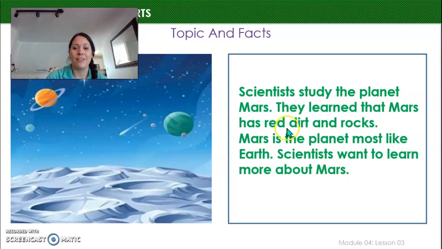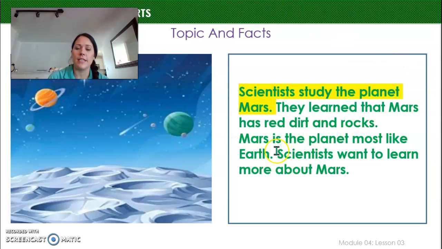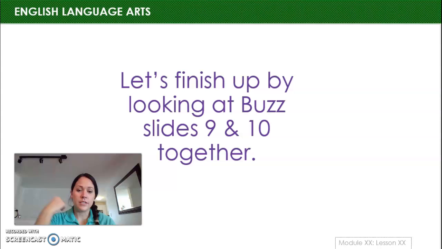I hope that you noticed it was our first sentence. So our first sentence here, scientists study the planet Mars, is what the rest of our paragraph is about. Because after we give our topic, then we talk about all of the things that they learned about Mars. They learned that Mars has red dirt and rocks, Mars is the planet most like Earth, and that they want to learn more about Mars. Good job. So to finish our lesson, we're going to look at slides 9 and 10 together, and then you're going to get started on some of your assignments for the end of this lesson.